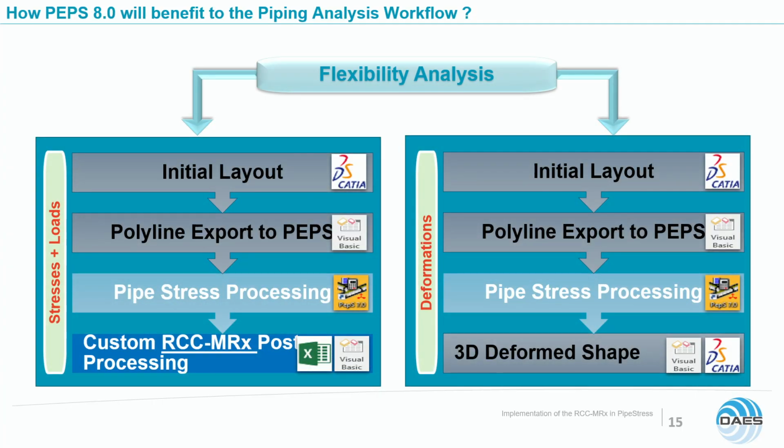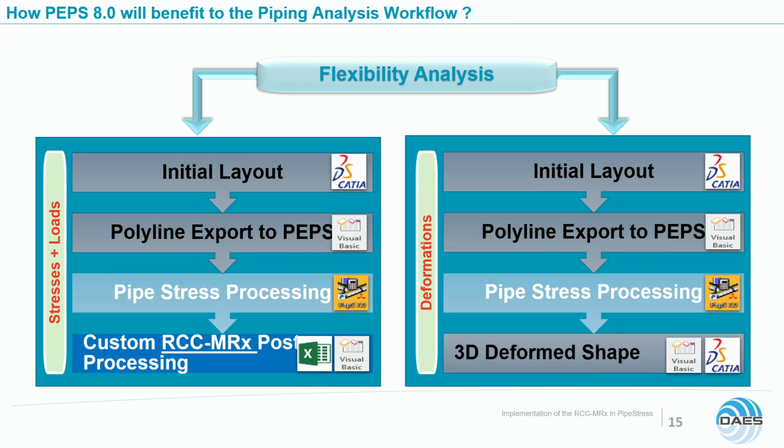So, this is the older workflow. This is how we used to work before. You will recognize, for some of you, that we have an initial layout. We have to export this layout to a usable and readable file, readable by PipeStress, of course. Then you have to process it. Then you had to post-process it according to the RCC-MRX, because no tool was available for us.